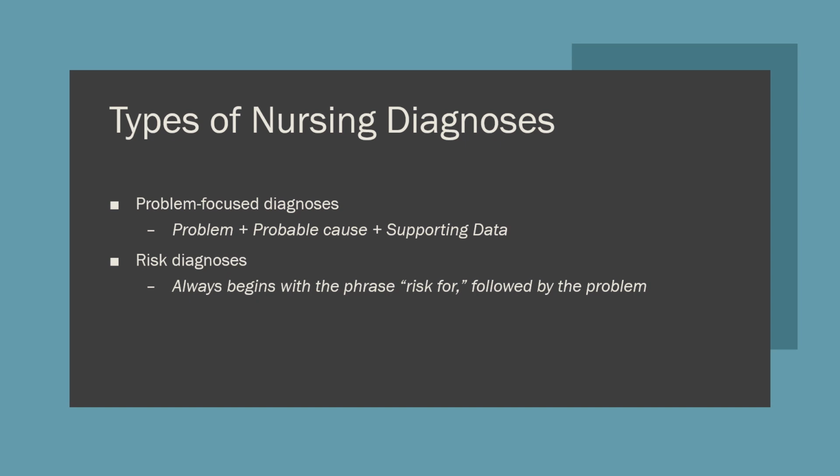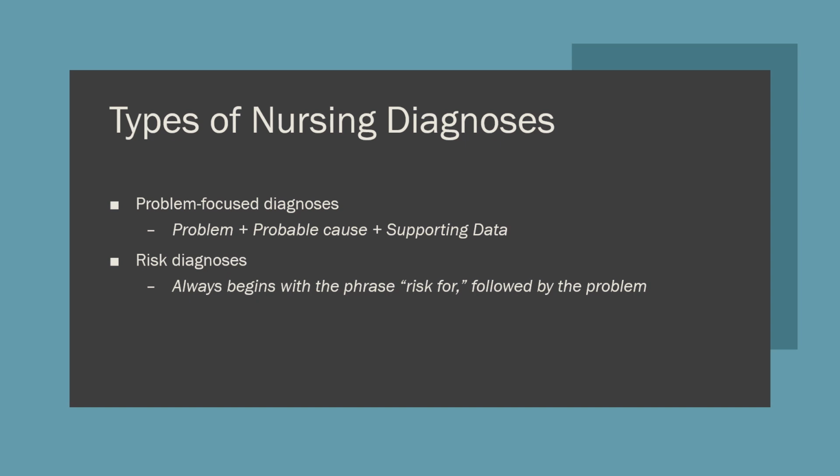Our risk diagnosis focuses on the probability of developing a problem. Common problems in this category include preventable occurrences such as falls, self-injury, pressure ulcers, and maybe even infection. This statement includes the problem and defining characteristics that put them at risk.